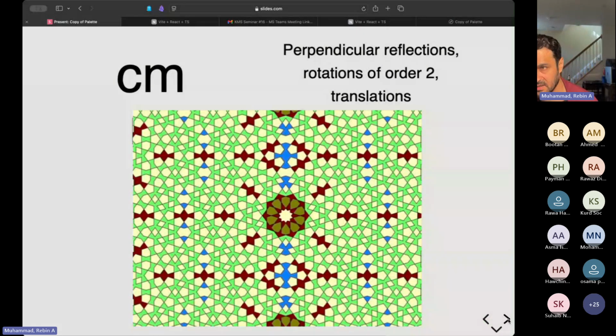Okay, now here is another pattern. This one is more complicated, called CM. In this one, you don't have rotation of degree 4 or 6. You have a rotation of order 2. And you have a translation. Again, every wallpaper group has a translation, because that's a basic thing: you need to be able to copy and move it.